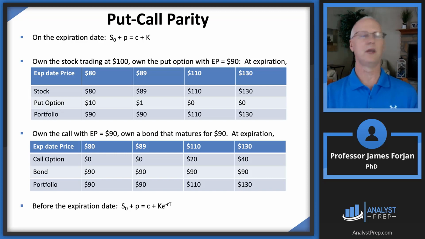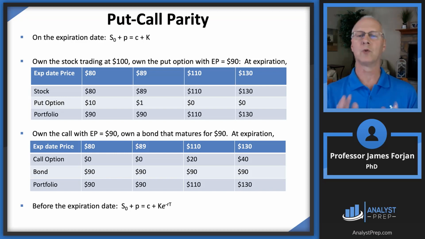And we're going to do two of these here, but the top table is a portfolio in which you buy the stock for $100 today, and you buy the put option today with an exercise price of $90 a share. All right, so you own the stock, S, and you own the put option, P. So that's the S and P. All right, let's forget about how much the put option costs.